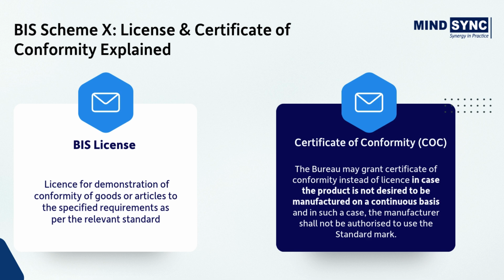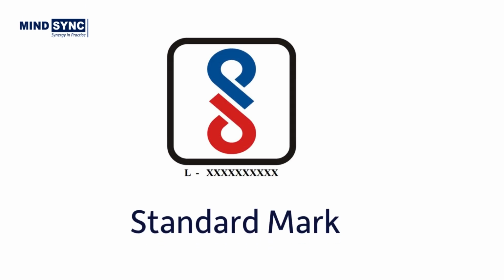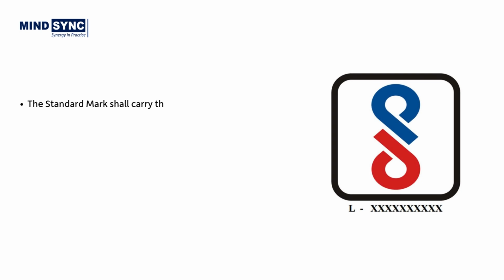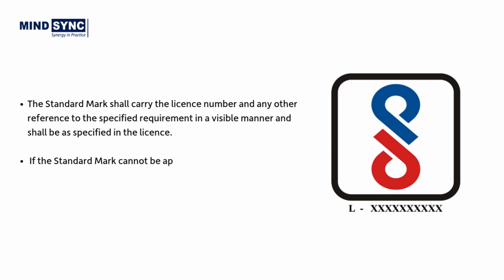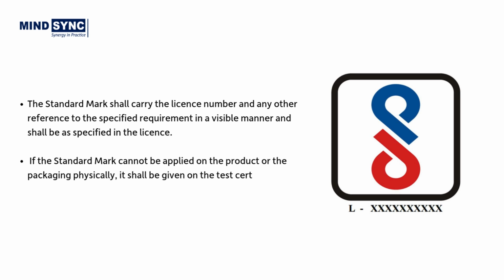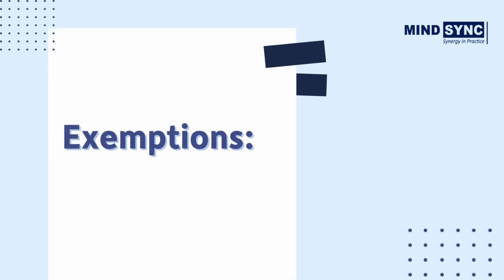and in such a case, the manufacturer shall not be authorized to use the standard mark. This is the standard mark to be printed on the product, which shall carry the license number and any other reference to the specified requirement in a visible manner and shall be as specified in the license. If the standard mark cannot be applied on the product or the packaging physically, it shall be given on the test certificate.